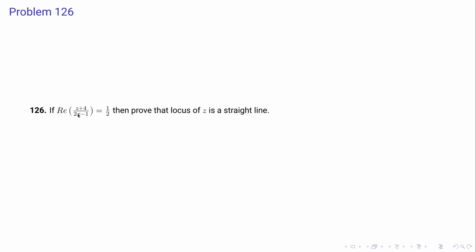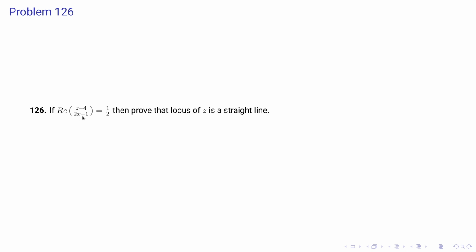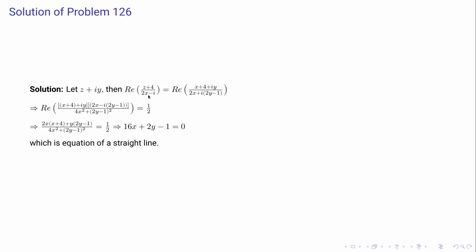This can be possible only if x is nothing but Z. So it is Z plus 4 by 2Z minus 1, or rather 2Z minus I. It is 2Z minus I. It's a huge typing mistake, because if this is 2Z, not 2Z minus I, this won't be 2x plus I into 2y minus 1. So we let Z is equal to x plus iy, and real of Z plus 4 by 2Z minus I would be x plus 4 plus iy by 2x plus I into 2y minus 1.